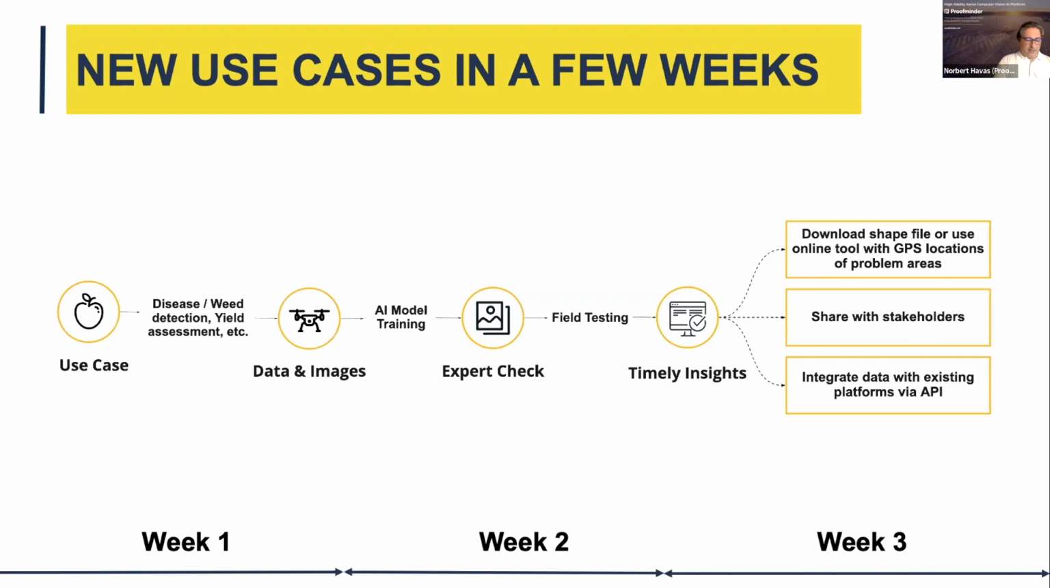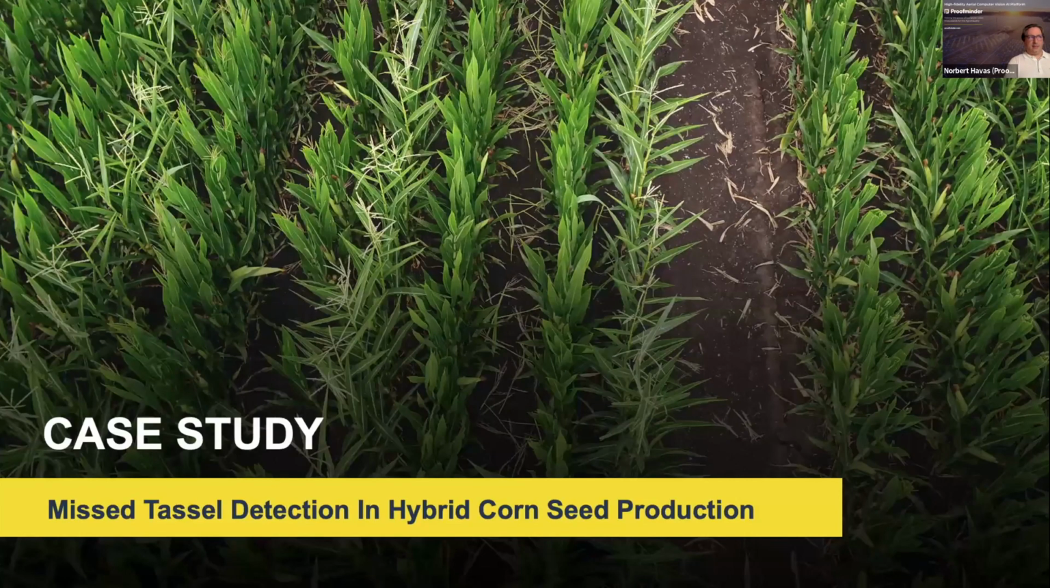All right, so let me go into more details and give you a couple of use cases which we already give to our customers this season, and which we are going to give to our customers in the next season. So one of the use cases is missed tassel detection. The tassel is this flower part on the top of the corn. And that's what generates the pollen, basically.